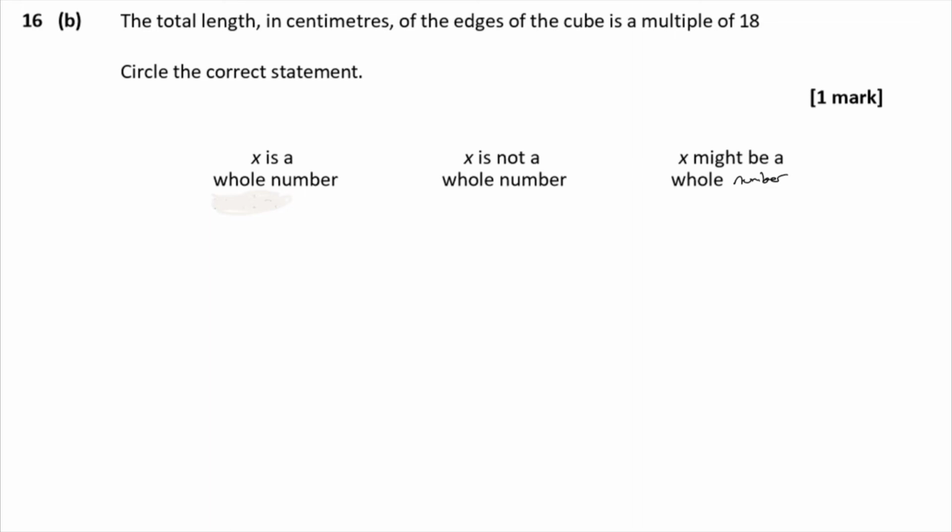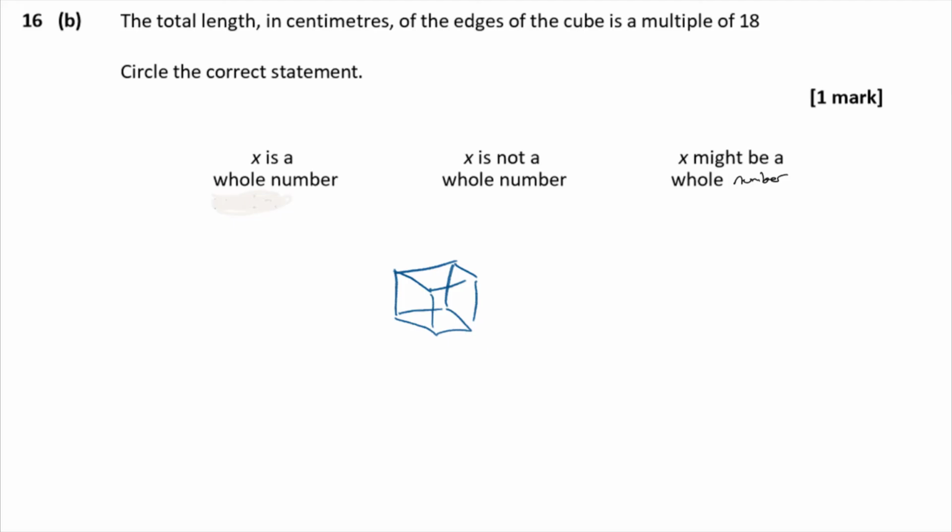Circle the correct statement. X is a whole number, x is not a whole number, x might be a whole number. Okay, the total length in centimeters of the edges of the cube. How many edges does a cube have? Okay, let's just think about that. So if I've got a cube, better show all the sides, didn't I? Okay, so then how many edges does it have?